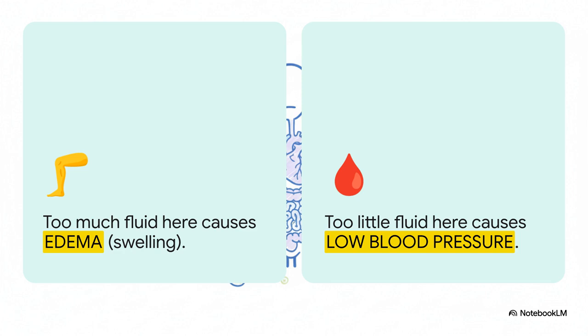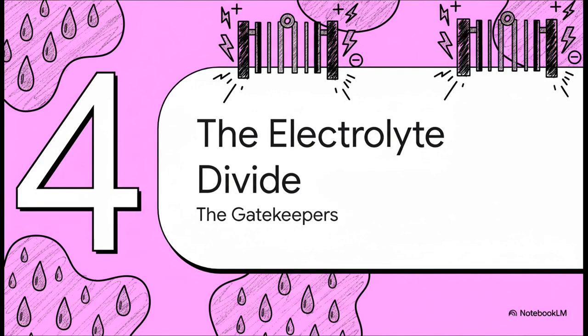You can absolutely have way too much fluid in that interstitial tissue space, which causes the visible swelling we call edema, and at the exact same time, you can have way too little fluid in your plasma, causing your blood pressure to tank. They are not the same thing. So that leads us to the next big question. We've mapped out where the water is, but why does it stay in these separate compartments? Why doesn't it all just mix together into one big soup?